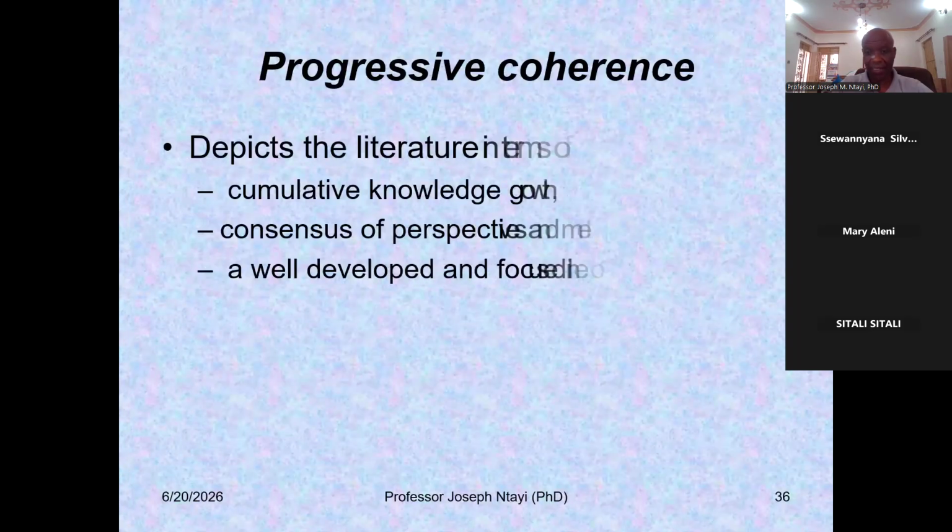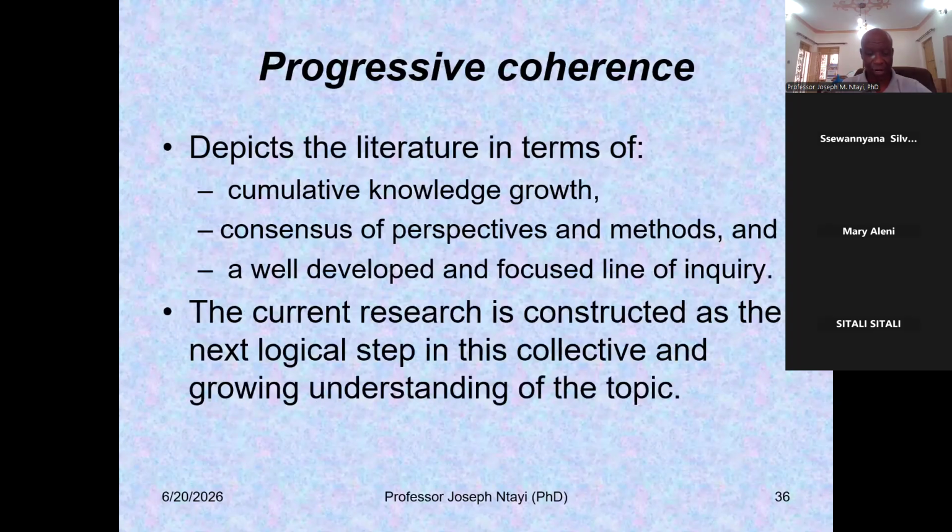The second one, ladies and gentlemen, is progressive coherence. As you can see, progressive coherence presents literature as a cumulative and evolving body of knowledge. In other words, knowledge accumulates over time. If you're talking about the double entry system, for example, for those who are in accounting, you start with Luca Pacioli, I think it must have been in the 1400s. Then you had many other people contributing towards the double entry system. Up to now, it's a dominant belief: for every debit, you must have a credit, and for every credit, you must have a corresponding debit entry. So that is cumulative knowledge growth.